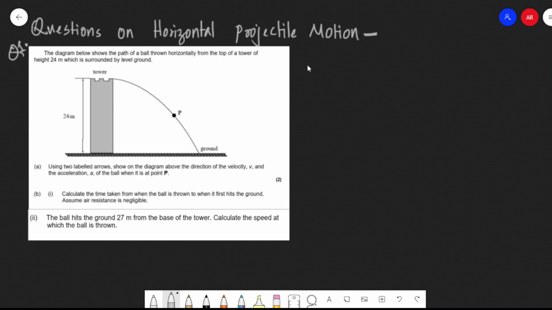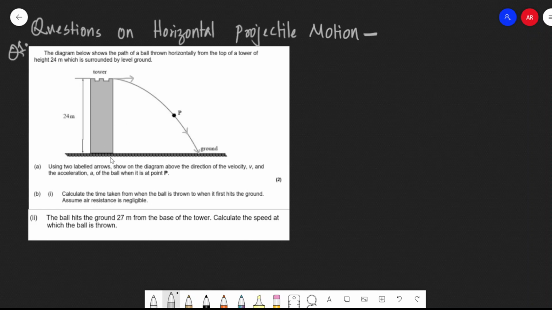Let's start solving this question on horizontal projectile motion. So here you see that this is a tower which is 24 meters tall. From the top of the tower, an object has been projected horizontally. Due to gravity, the object eventually falls to the ground and hits the ground right here. So this is the path, the trajectory the object follows, what we call a parabolic path.